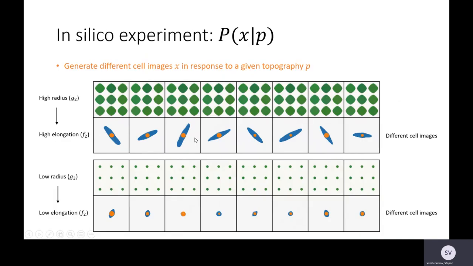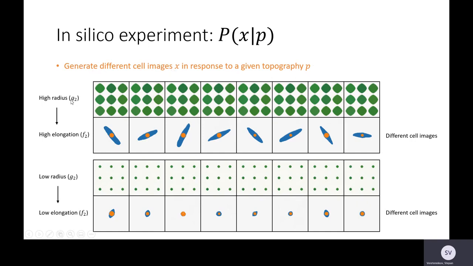And now, once we have these components of the model trained, we can test how it could perform the queries that we wanted to perform. The first is in silico experiment, where we would like to sample from the distribution of images given a topography. The query here is to generate different cell images in response to a given topography.